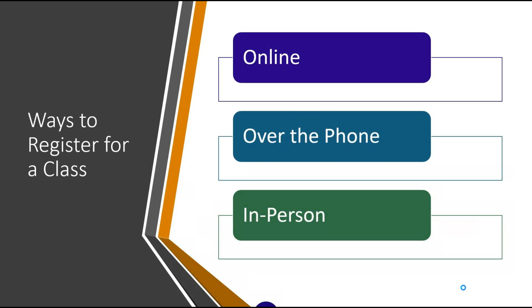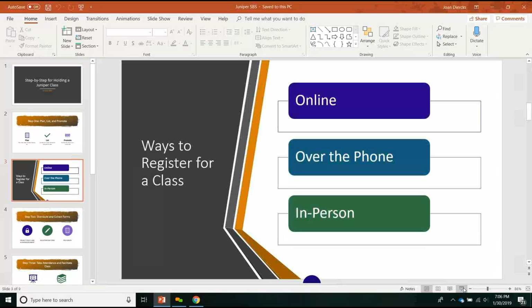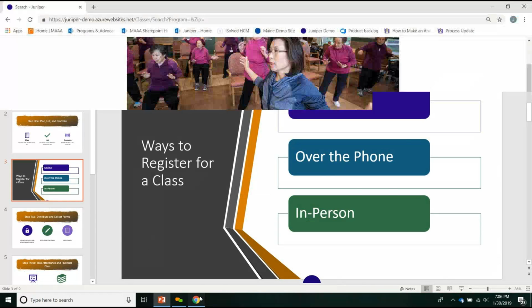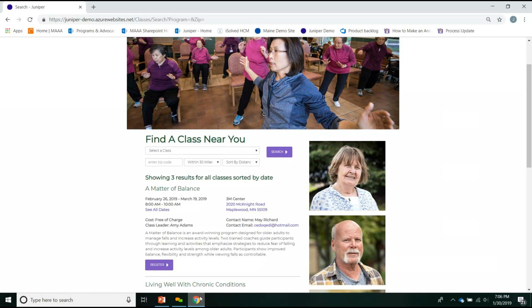Before I go into step 2, I'm just going to talk about the different ways that a participant can register for a class. And they are, you can either register online, over the phone, or in person. And I'm actually just going to go on to the Juniper demo site and show you the different ways that participants can register. So this is what we call the demo site. It's fake data. It's what we use for testing purposes.